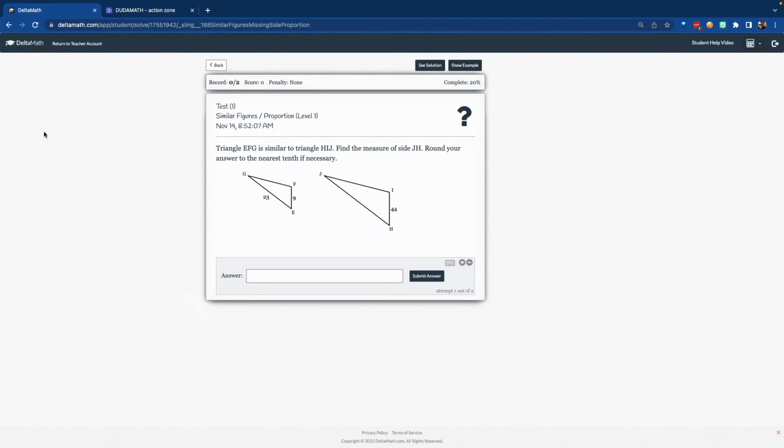Let's look at these similar figures and proportions that go with them. The difference right now is that we have a shape, but we need to set up an equation that goes with each of these shapes. So I notice that I have a 23 and a 9, and it's asking me to find JH, so this side right here. And that side correlates with this side GE, and the 9 correlates with this side 44. So I can make a fraction 9 over 44 and 23 over, let's call this x instead of JH.